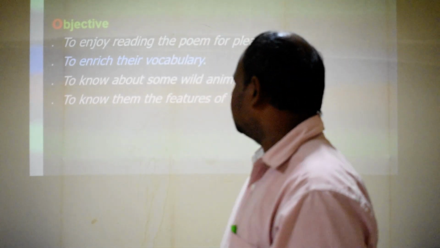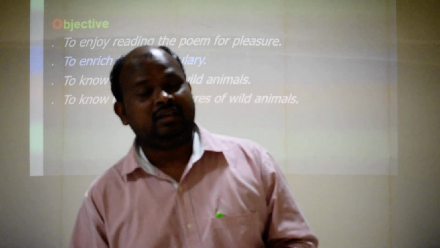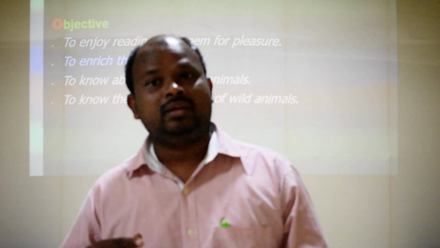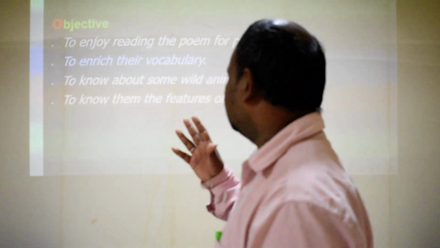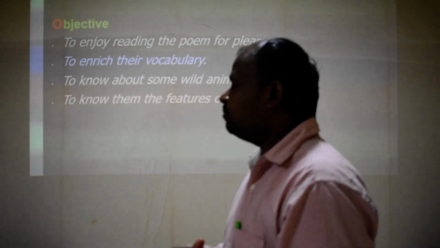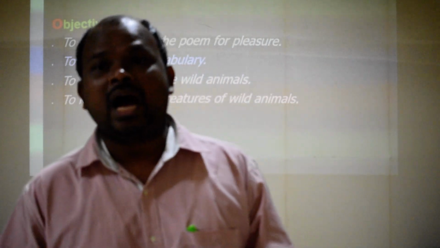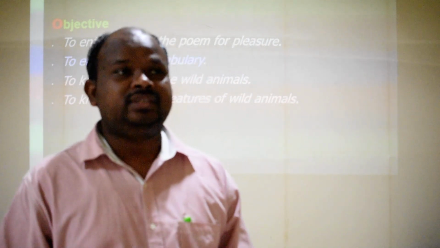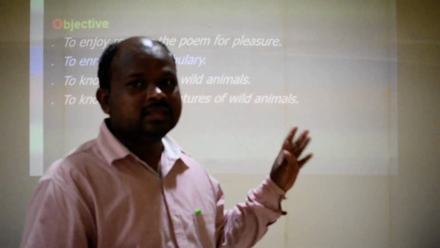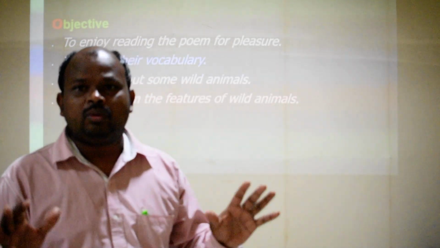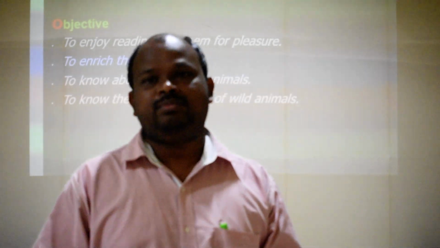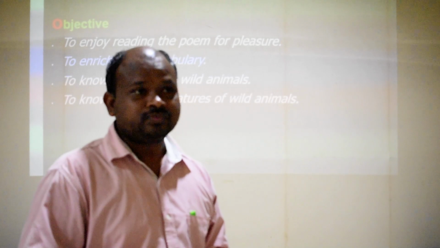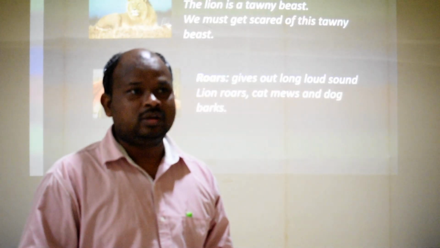The third thing is to know about the wild animals and what their natures are. And the fourth one is to know the features of the wild animals. How do they look? What are the features of different animals? These are the objectives that we are going to learn from this poem. So, let's go to the next slide and see what it is talking about.